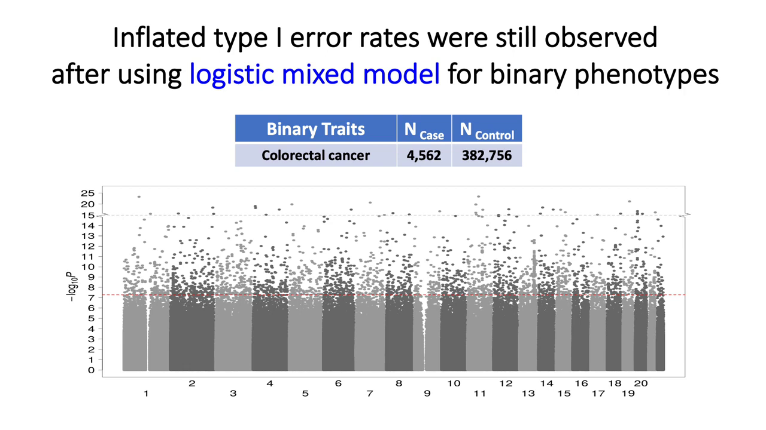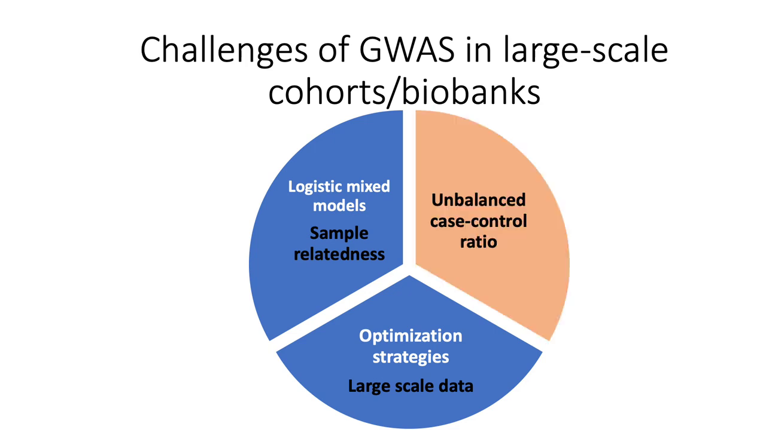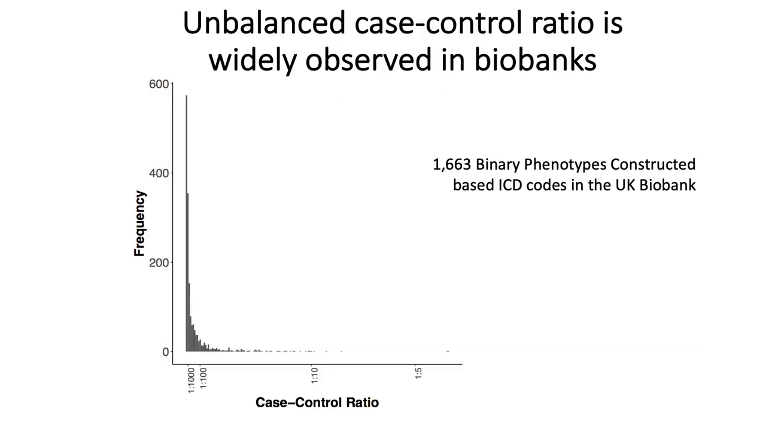Here again, we have the same example for colorectal cancer. After we apply logistic mixed model to this phenotype, we still see many spurious signals, as we can tell from the Manhattan plot. So what is missing here? We later find out the reason is the unbalanced case control ratio of binary phenotypes. Unbalanced case control ratio is widely observed in biobanks.